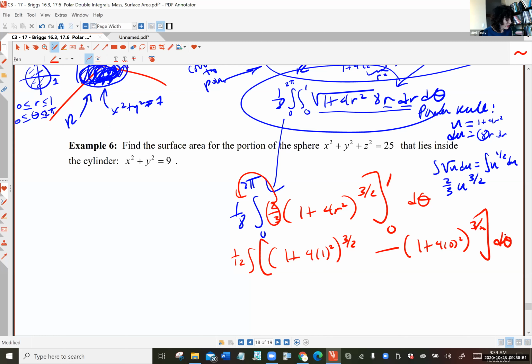And this is just a weird, I mean, this is horrible. It's like 5 to the 3/2, okay, I hate this, minus 1 to the 3/2, which is just 1. I'm just going to pull that out and just leave it.